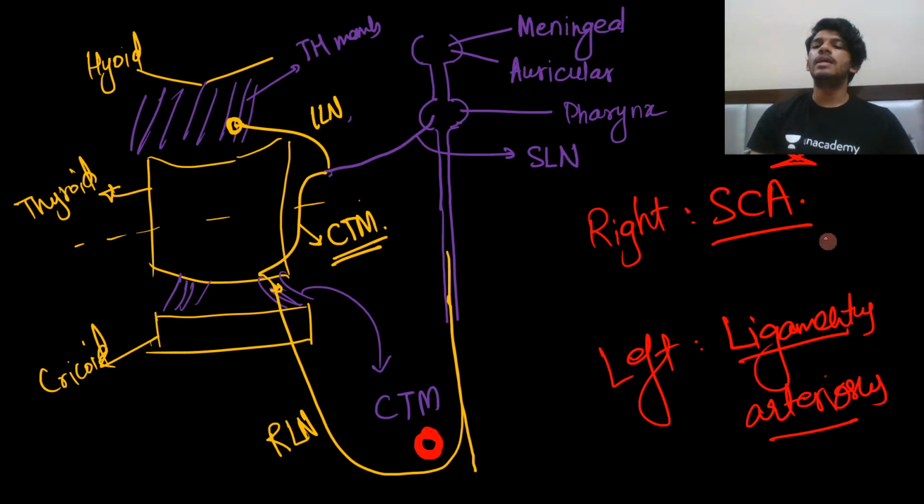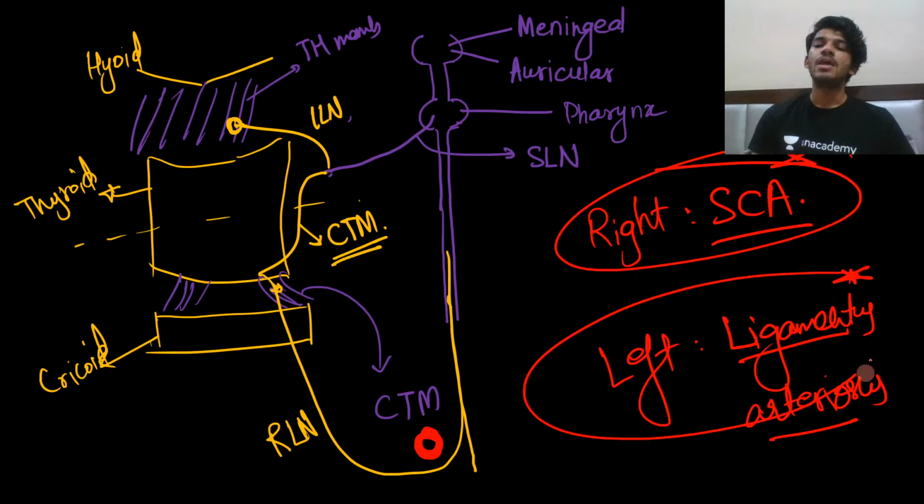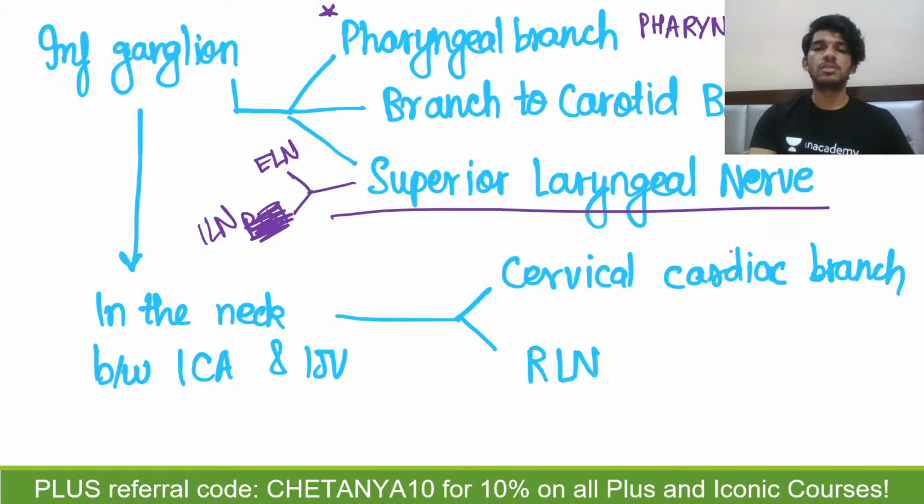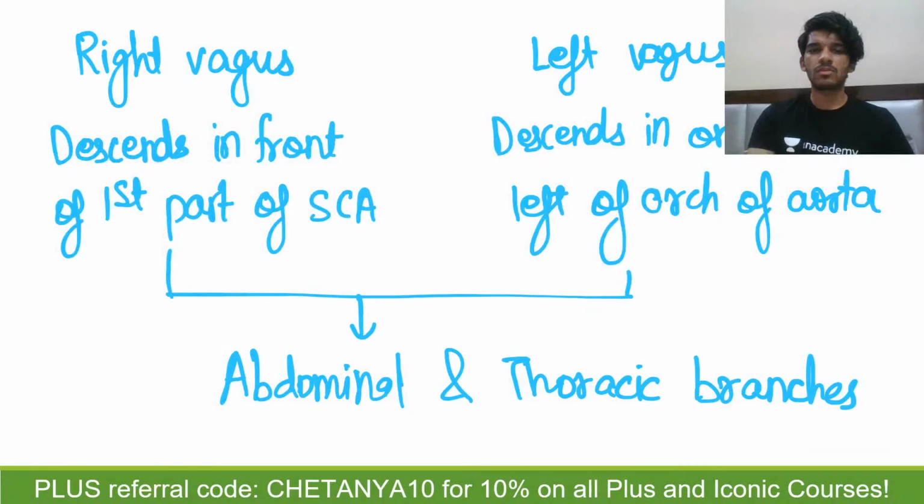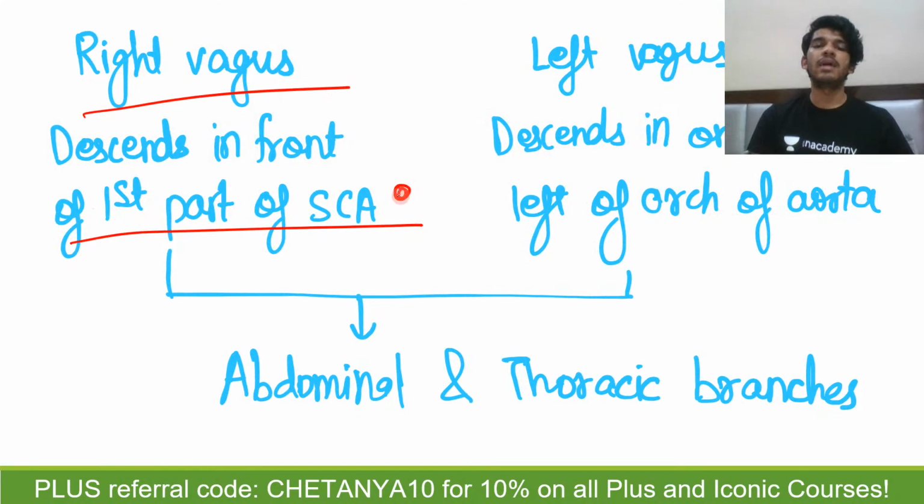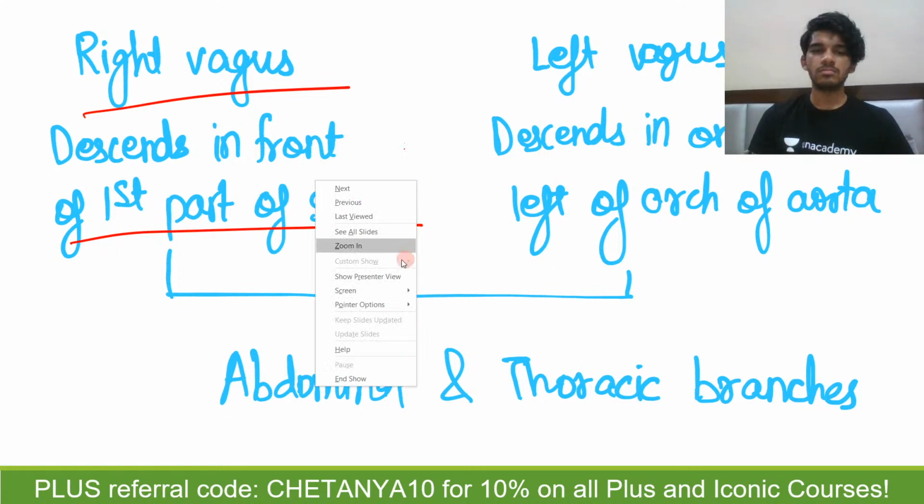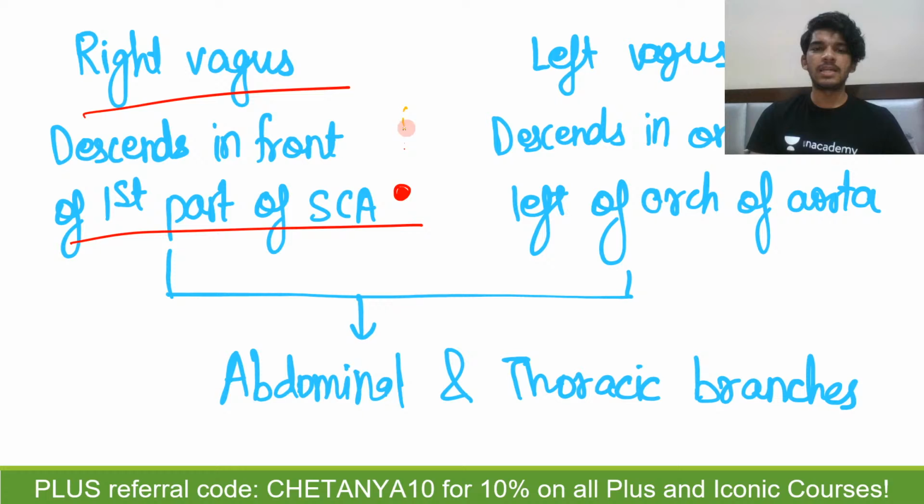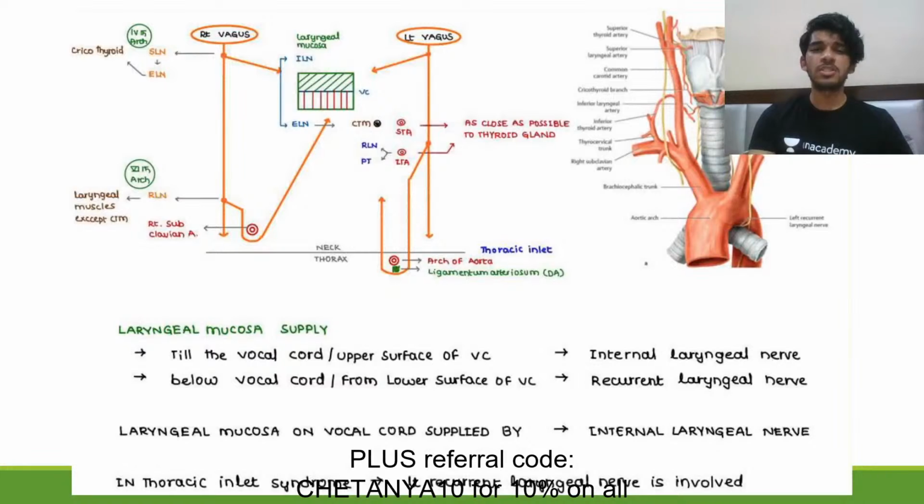Okay, so this is one point: the recurrent laryngeal nerve coils around the subclavian artery on the right side and coils around the ligamentum arteriosum on the left side. So the right vagus descends in front of the first part of the subclavian artery, and the recurrent laryngeal nerve comes from behind. Then it goes further into the thorax and the abdomen and it gives a few branches there.